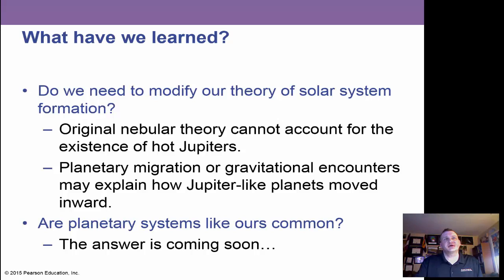So our final slide here says that the original nebular theory cannot account for the existence of these hot Jupiters, and that planetary migration or gravitational encounters may explain how Jupiter-like planets moved inwards in the first place. So are planetary systems like ours common? We don't know yet. The answer is coming soon.